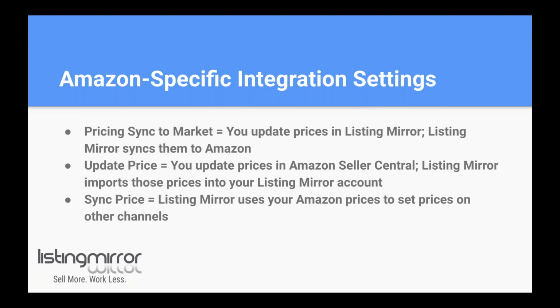And then finally, sync price. Listing Mirror uses your Amazon prices to set prices on other channels. So this essentially allows Listing Mirror, it says, yes, Listing Mirror, I want you to potentially use this price to sync to other channels. I used the analogy yesterday of a water table with diverters in it.